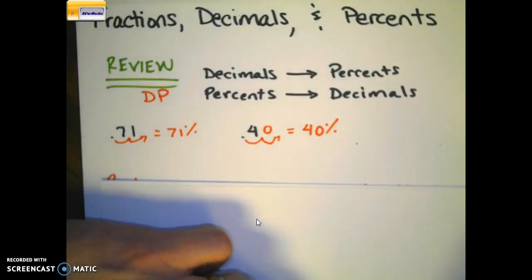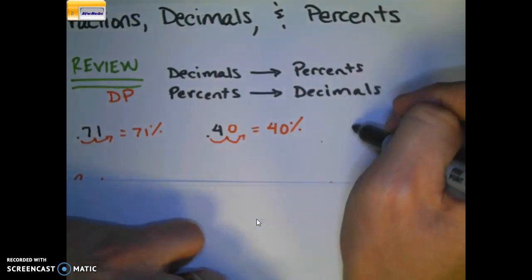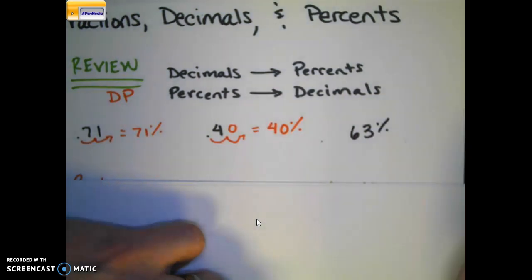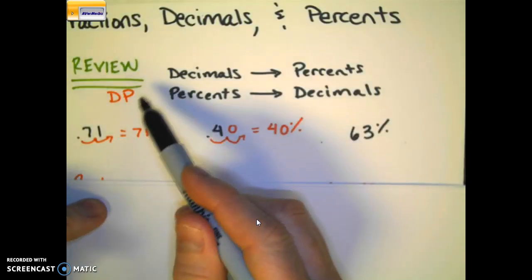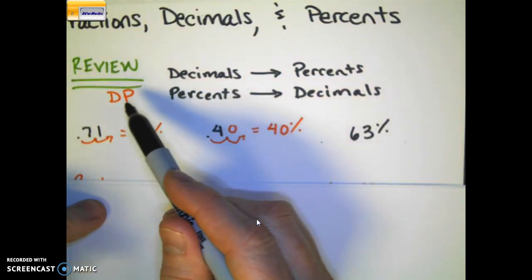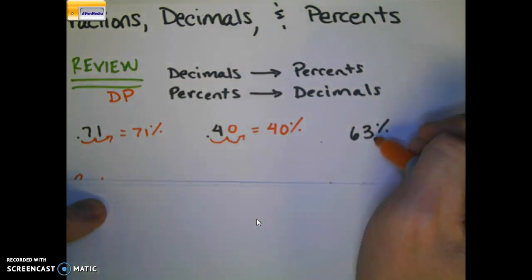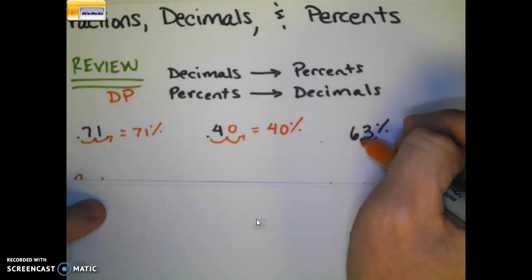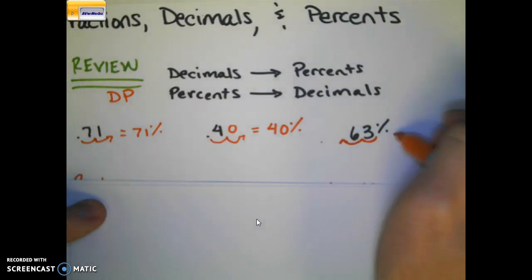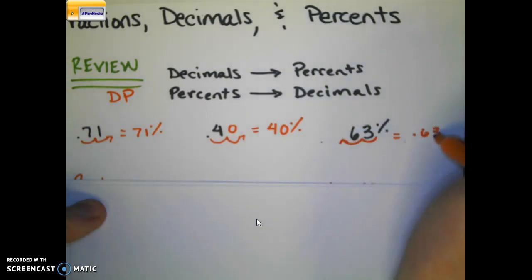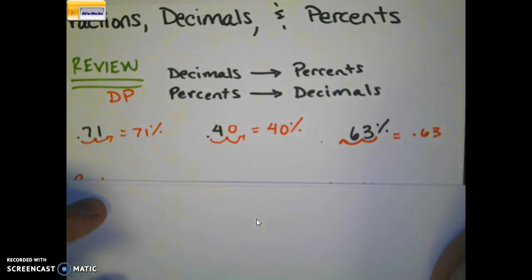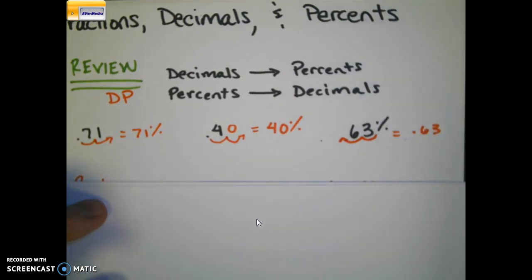Now, what if we were given a percent? So say 63%. Well, since we're at the percent, we start on this side and we have to go 2 to the left. So, we're going to start over here and go like this, 1, 2. So that gives us 0.63, 63 hundredths. Remember, percents are always out of 100.